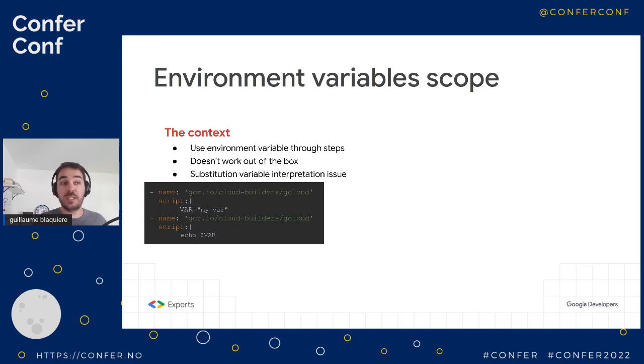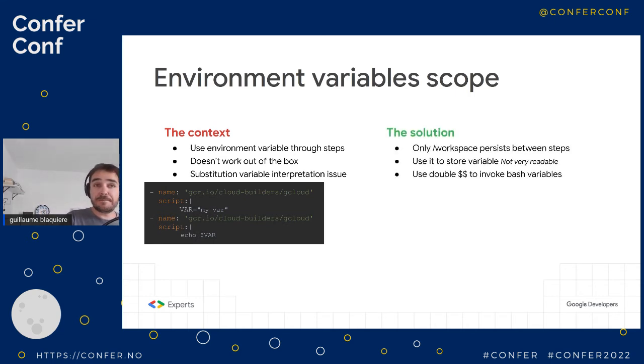You have nothing in memory. The var doesn't exist, and here the echo is empty. You have nothing to print because the $var doesn't exist in your second step. To fix that, you have to know and to remember that only /workspace persists between the steps. That means you can store the variables in /workspace and read from /workspace in another step.